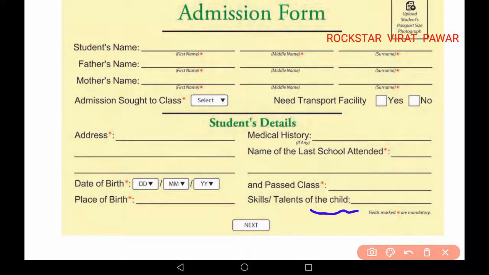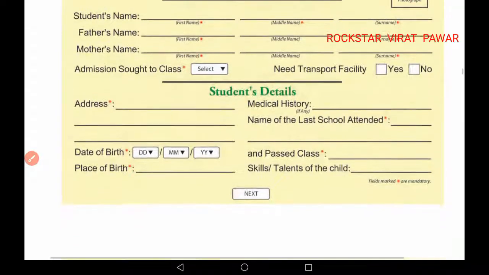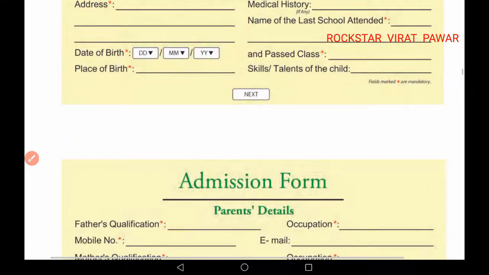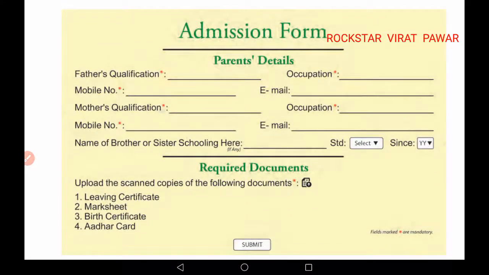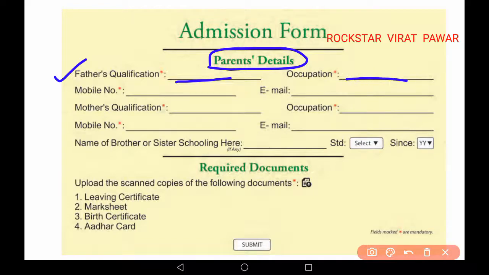Skill or the talents of the child. If you learn any skill and you have a talent of swimming or anything, you can write here. Admission form requires parent details also. See, father qualification, that is, if your father is 10th standard passed, or if your father is highly qualified, you can write his qualification and occupation which he does, his mobile number, email address. Then mother qualification should be stated, her occupation, her mobile number and email should also be filled.